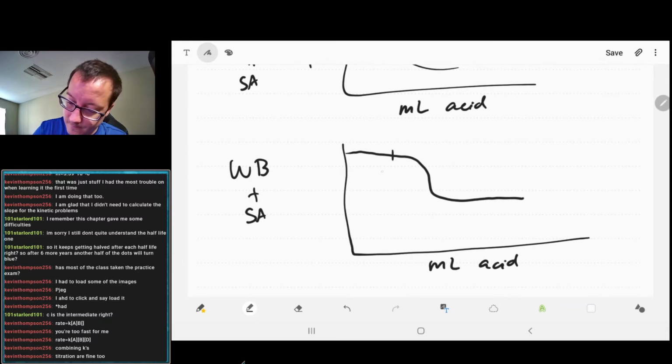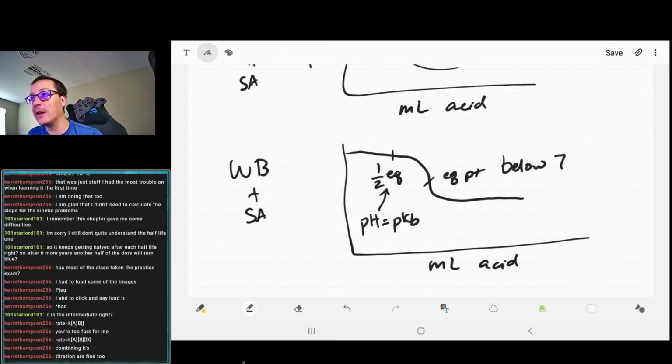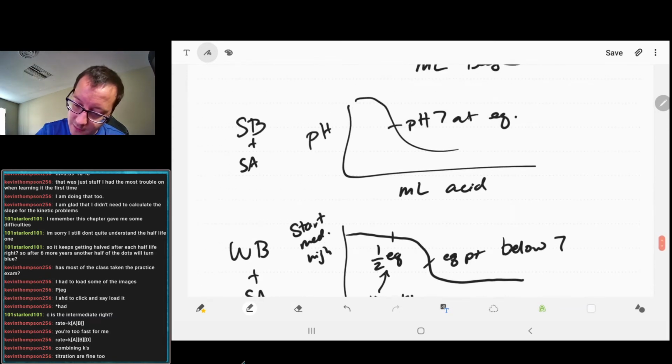So here your pH will equal your pKb. Your equivalence point will be below 7, because just like before, now we have a weak acid in solution. That's going to end up having our pH be somewhere below 7. We're going to start medium high. For the other one, we start very high.